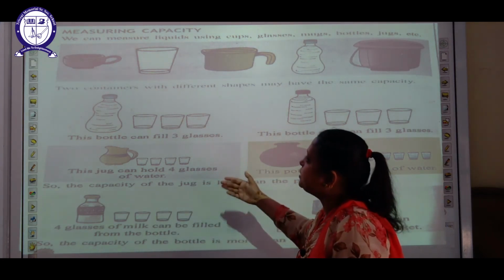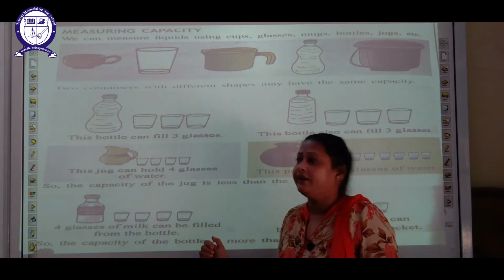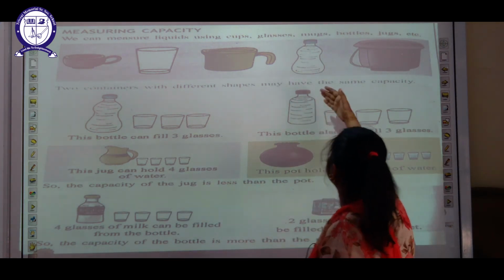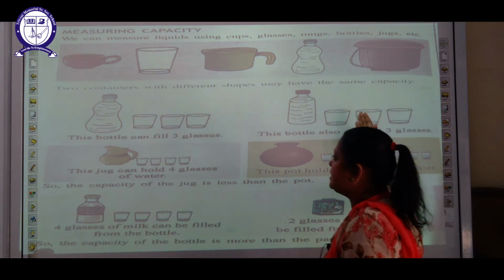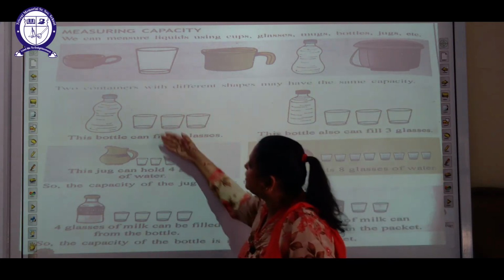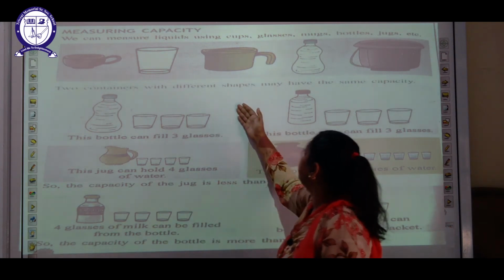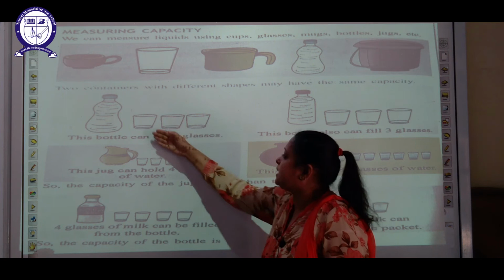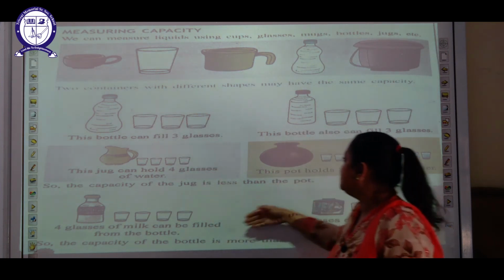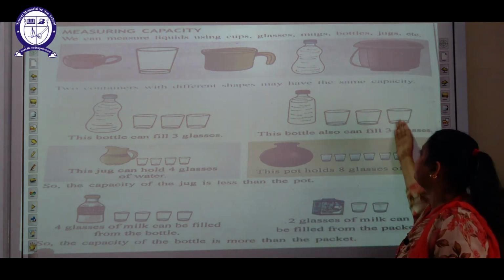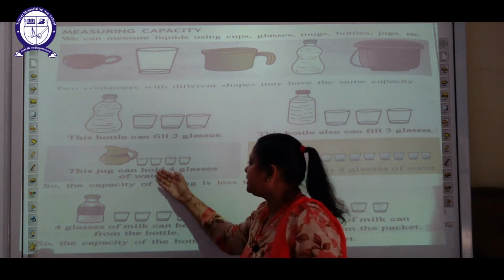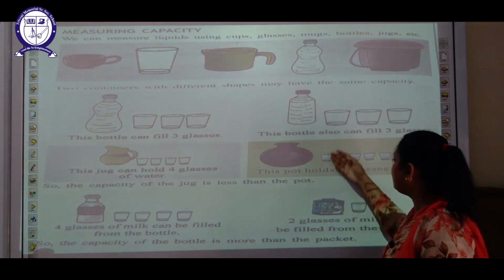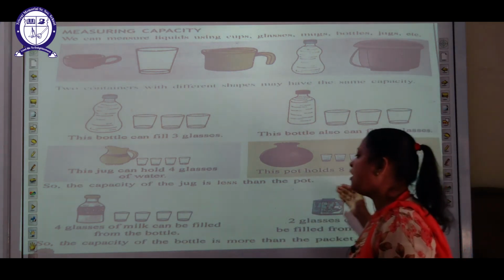Measuring capacity, student. We can measure liquid by using cups, glasses, mugs, bottles, jugs, etc. You can see here 2 containers with different shapes may have the same capacity. This bottle can fill 3 glasses. You can say this bottle also can fill 3 glasses. This jug can hold 4 glasses of water. You can say this pot holds 8 glasses of water.